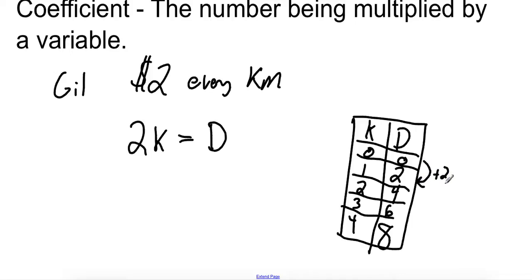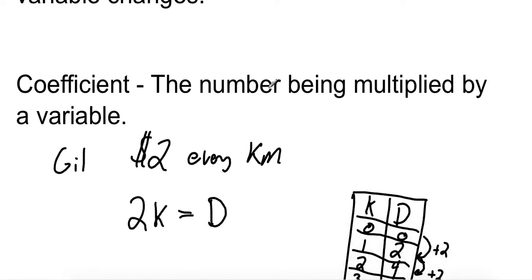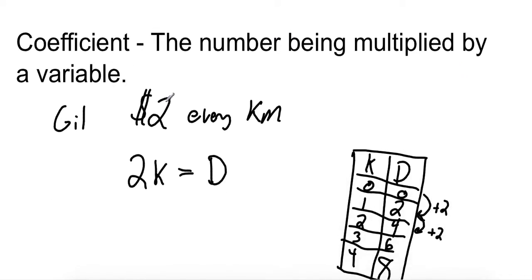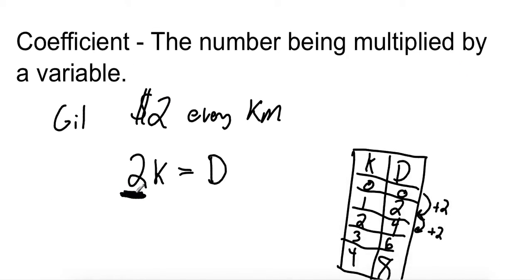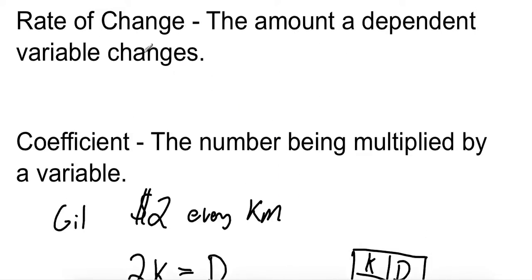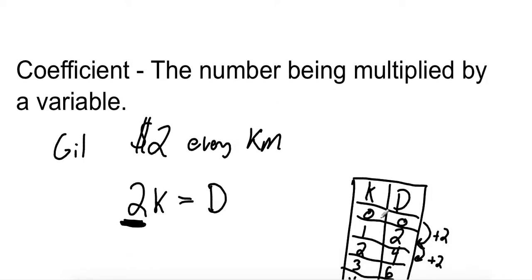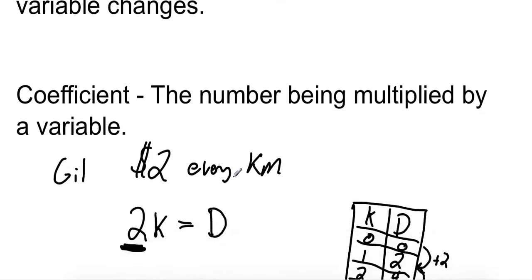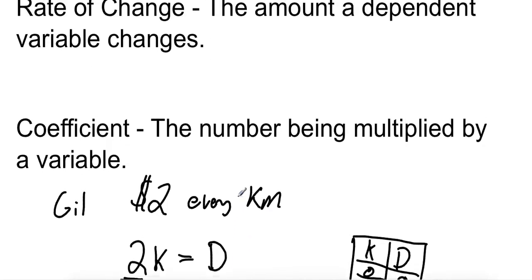See, it's changing by plus 2 each time, only when we go up by plus 1 kilometer on our left side. And again, our coefficient is the number being multiplied by the variable. Well, 2 is being multiplied by our variable over here. So again, in this case, the rate of change and the coefficient are the same thing. So make sure that you get all of these notes into your notebook right now.